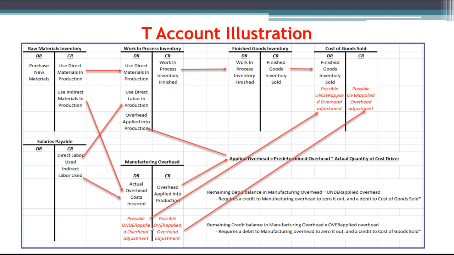The final thing we have to worry about here is that we're at the end of the period. We've completed some of the jobs, but some of them are still in process.